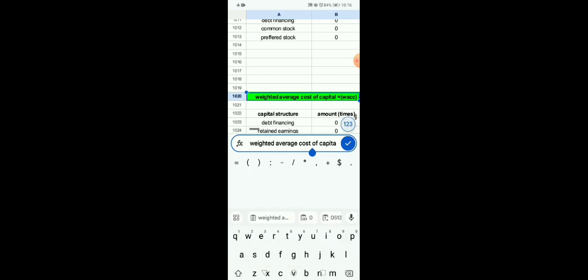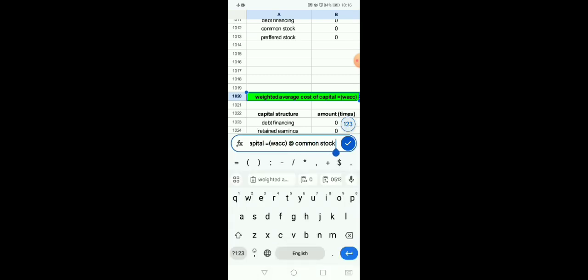Since retained earnings is not mentioned here, you will write exactly the same weight which is used for common stock. That weight would be repeated for retained earnings as well. We are calculating the weighted average cost of capital, but not according to common stock, according to retained earnings value. So here we have the weights already completed.